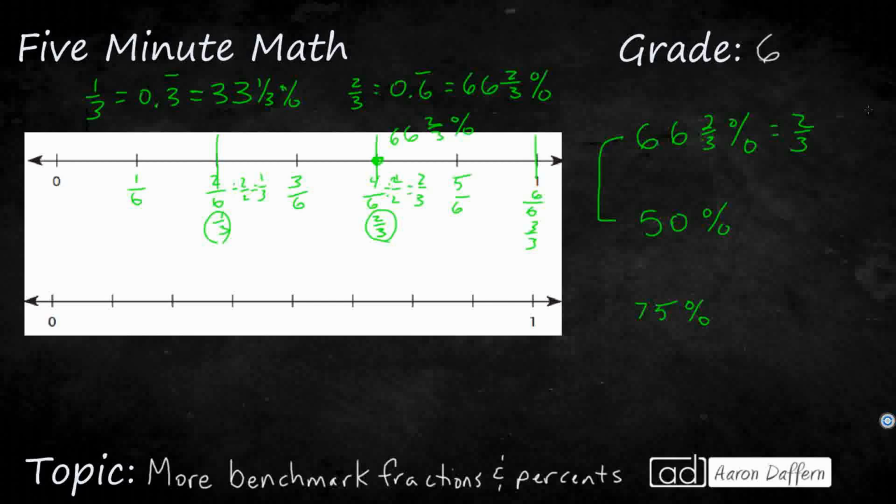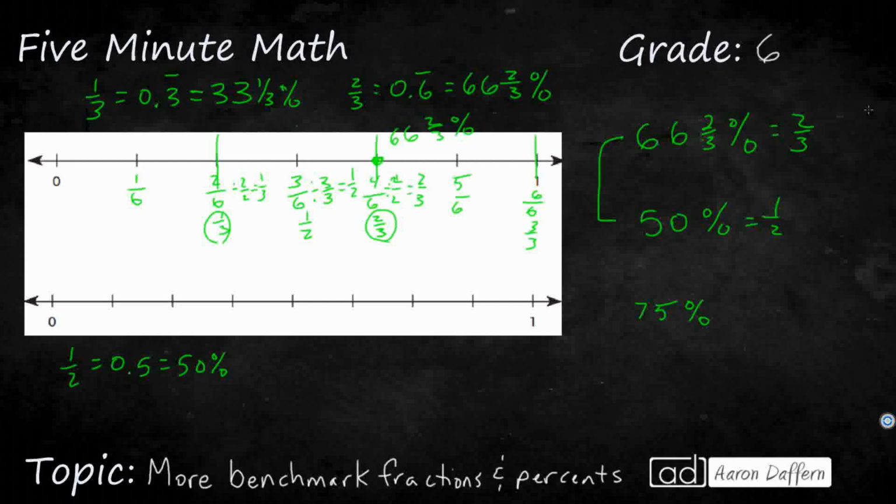Now, if I wanted to do the 50%, we need to also think of another benchmark fraction. That's going to be 1/2 equals 5/10, 0.5 equals 50%. So this is equal to 1/2. Once again, I don't see 1/2 on there, but I do see that I can simplify fractions if I wanted to do it that way. 3 and 6 can both be divided by 3. So that's going to be 1/2 right there.